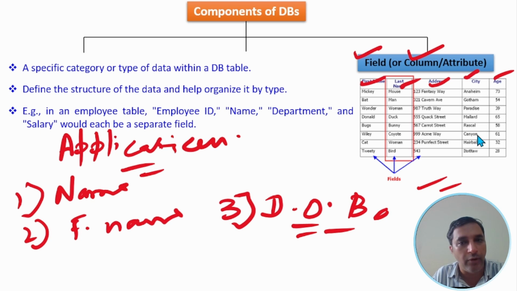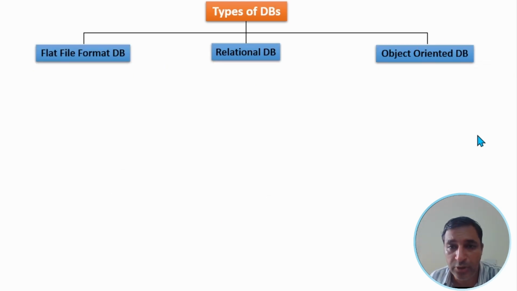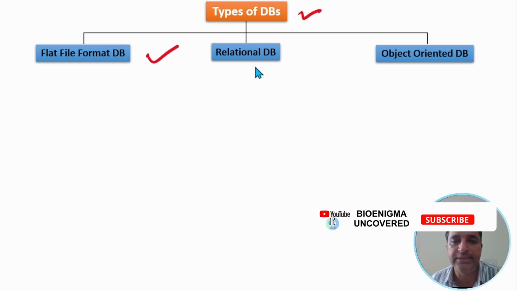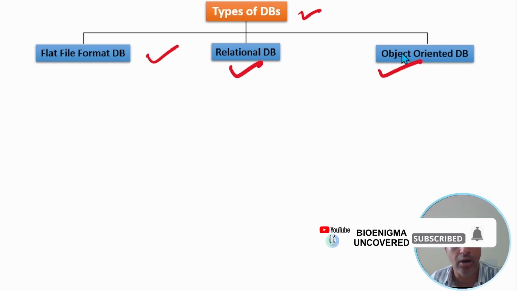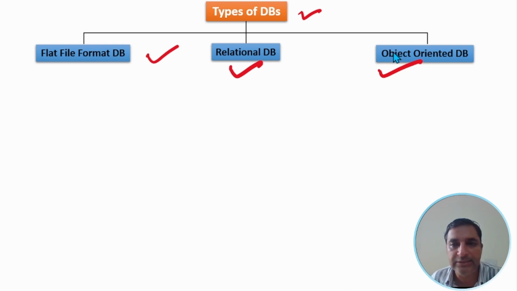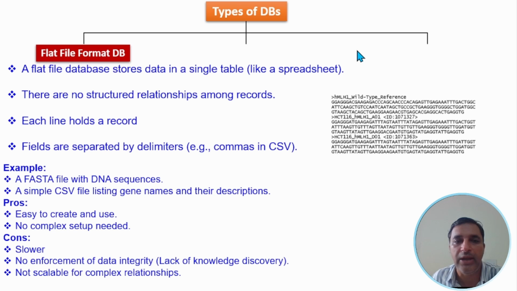I hope you have understood the basic meaning of the database and the various components in a database. Let's move forward. There are basically three types of databases. The first one is a flat file format database, the second one is a relational database, and the third one is an object oriented database. Let's understand each one of them in sequence.